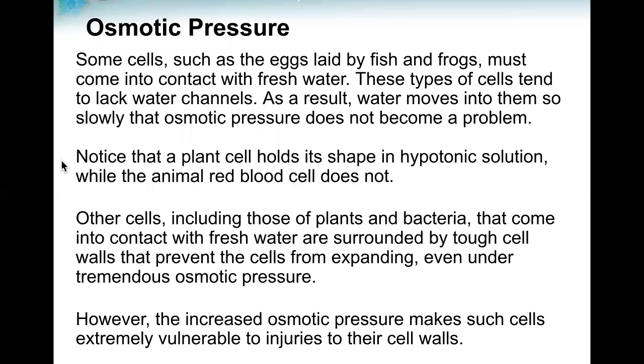As a result, water moves into them so slowly that osmotic pressure does not become a problem. Notice that a plant cell holds its shape in hypotonic solution, while the animal red blood cell does not. Other cells, including those of plants and bacteria that come in contact with fresh water, are surrounded by tough cell walls that prevent cells from expanding, even under tremendous osmotic pressure. However, the increased osmotic pressure makes such cells extremely vulnerable to injuries to the cell wall.